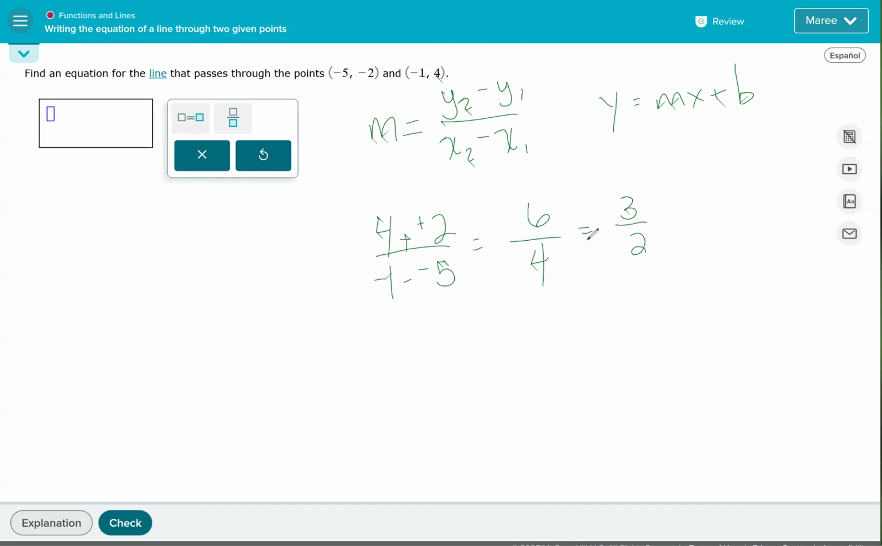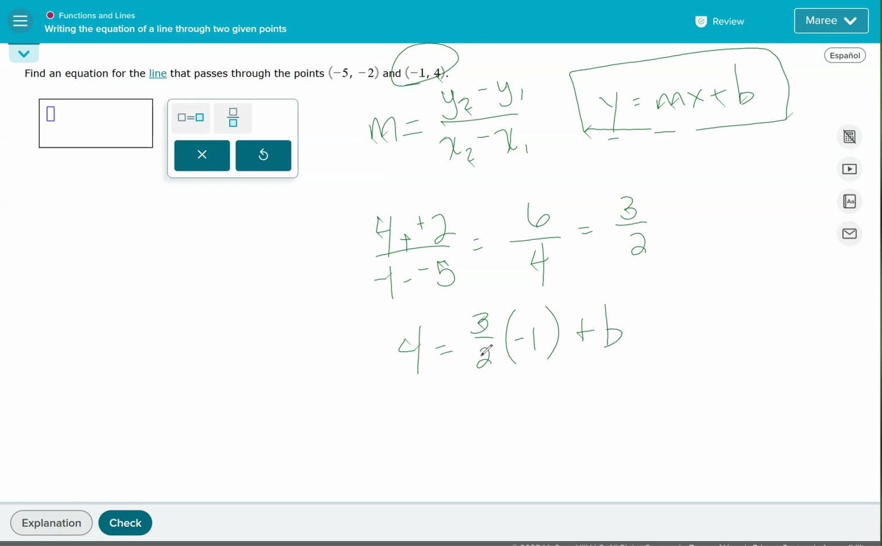Now what we're going to do is pick one of the points. It doesn't matter which one. This is probably the hard part when you have to make your own choice, but I like this one. So I'm going to use this formula, only I'm going to put b in place of b. So I'm going to use the y from the point. So I'll put 4 equals, and I have 3/2 times my x value, -1, plus b. What I'm doing now is solving for b.